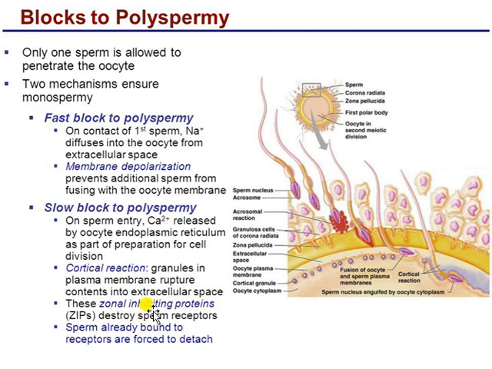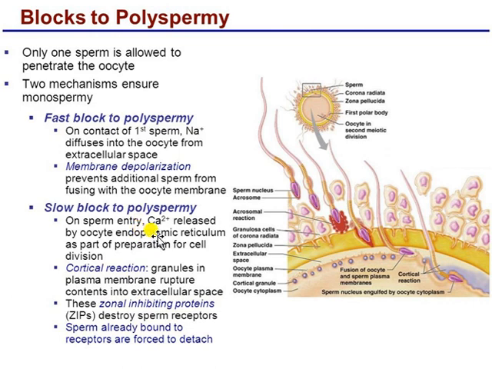The third mechanism, in the slow block of polyspermy: zona inhibiting proteins present on the surface of the zona pellucida start destroying the sperm receptors so that sperms can't penetrate again. Sperm already bound to the receptors are forced to detach. So sperms which remain attached to those receptors are forced by this mechanism to detach from the zona pellucida layer. So in the slow block of polyspermy, we have seen 3 different mechanisms blocking the entry of the sperms permanently.